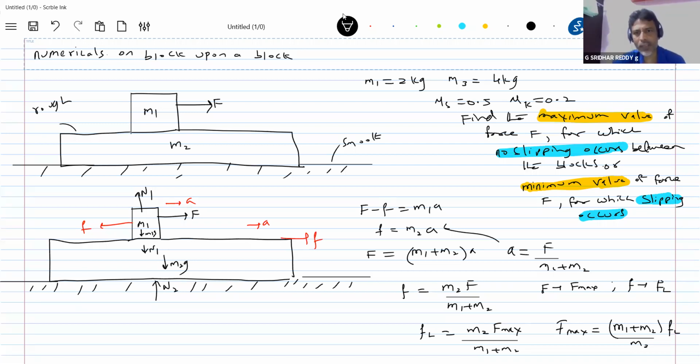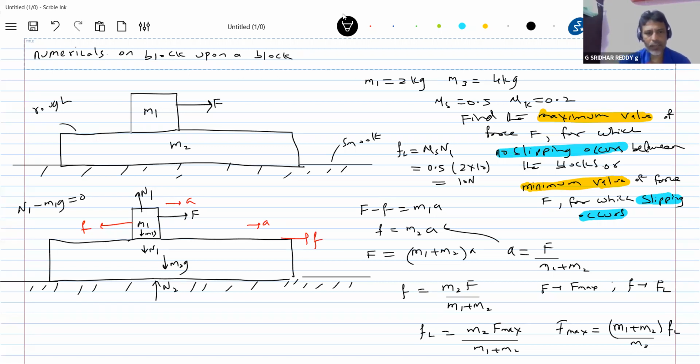From here, what is FL? Mu s N1. Mu s is how much? 0.5. N1 is how much? N1 equals M1 g. M1 is 2, into 10, so it is equal to 10 Newton.